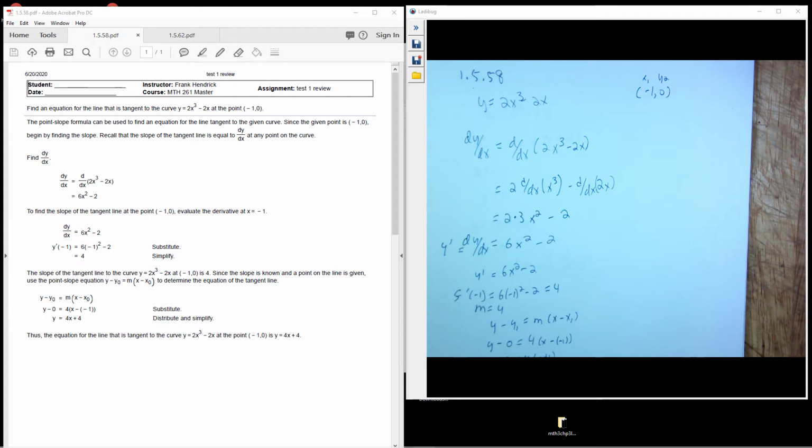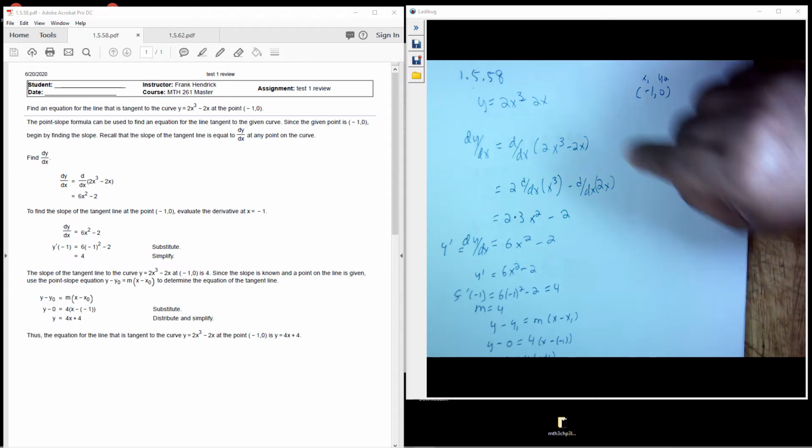Now for this particular problem, they ask us to find an equation for the line that is tangent to the curve y equals 2x^3 minus 2x at the point (-1, 0). So our strategy here is going to be to find that first derivative and then evaluate it at x equal to -1, to find out what my slope is going to be at that point. So I'll have a point and I'll have a slope, and I get an equation for the line.